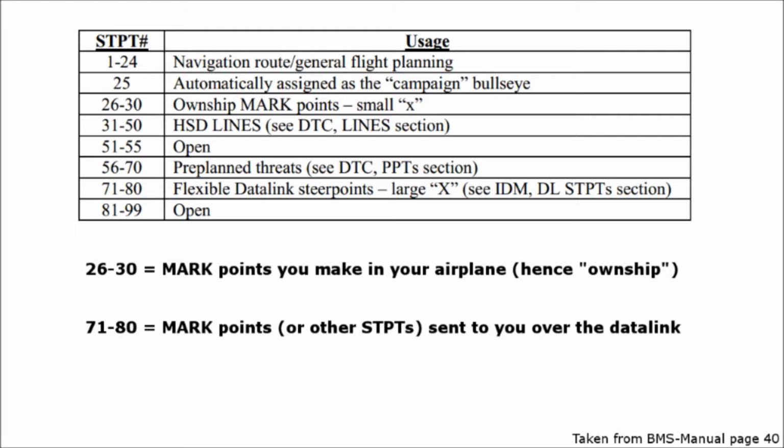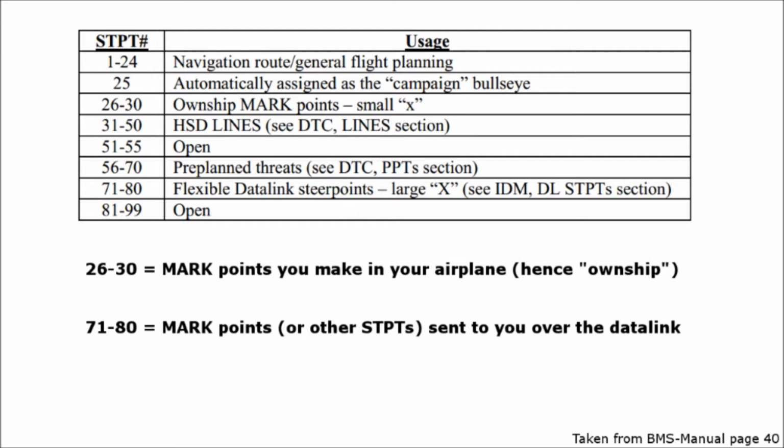But for the purpose of this video, we're going to be focusing on two specific blocks. The first one is 26 through 30, your own ship mark points, as well as 71 through 80, the flexible data link steer points. Now for the first block, steer points 26 through 30, these steer points are basically your own. These are going to be the steer point numbers that pop up whenever you set mark points down on the ground. Now at first glance it looks like you only have 5 steer points to use for your mark points. Well, that's true, but it's not.